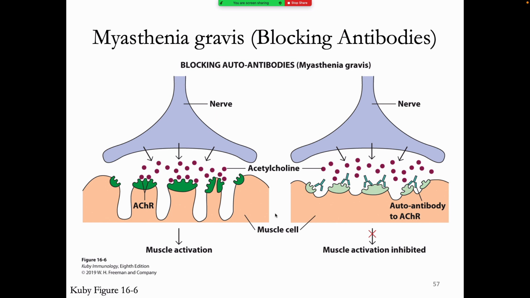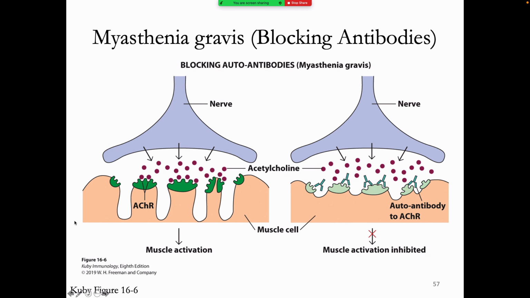In myasthenia gravis, patients have antibodies that bind to the acetylcholine receptor and block it, so that the acetylcholine can be made, but the receptor cannot get it. The receptor cannot receive it, and so we can never actually turn that muscle on because the muscle is not going to be able to get the signal. And so this is the exact opposite, a blocking antibody that is leading to myasthenia gravis.